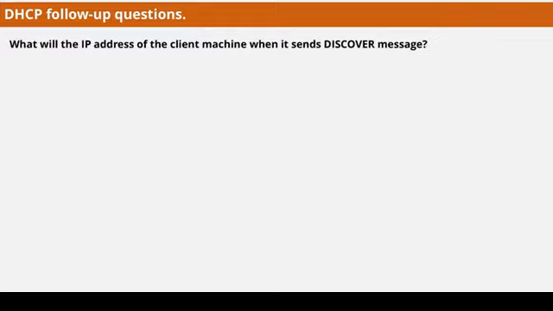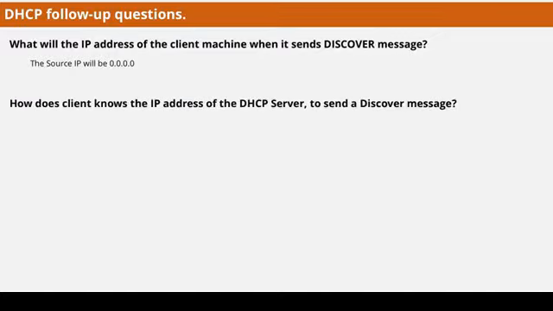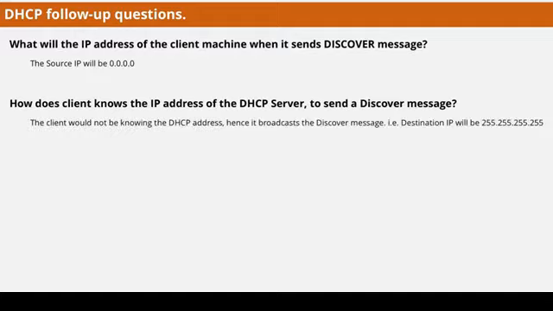A few follow-up questions on DHCP include: what will be the IP address of the client machine when it sends the discover message? The source IP address will be 0.0.0.0. How does the client know the IP address of a DHCP server to send a discover message? The client would not know the DHCP server address, hence it broadcasts the discover message. That is, the destination IP address will be 255.255.255.255.